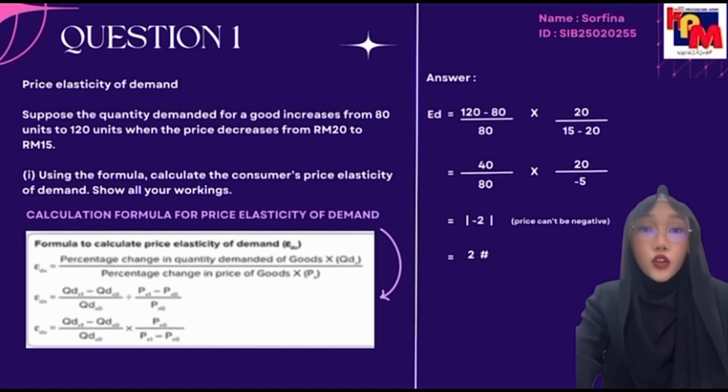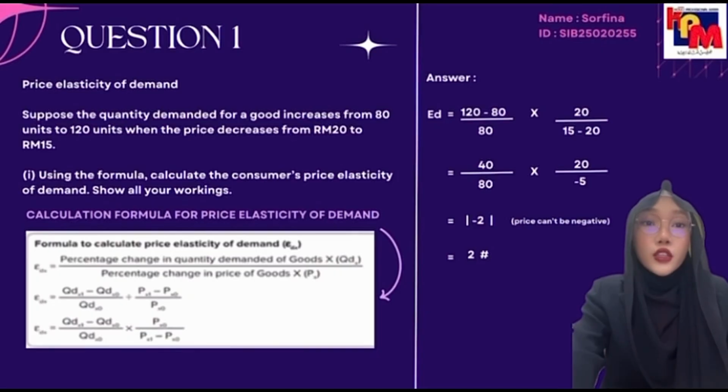Elasticity of demand is equal to the new quantity demanded minus the original quantity demanded, divided by the original quantity demanded. You work that out first, then you move on to the original price divided by the new price minus the original price. After you get the answer for the first calculation, you multiply it with the second calculation, and that's the answer for the elasticity of demand.